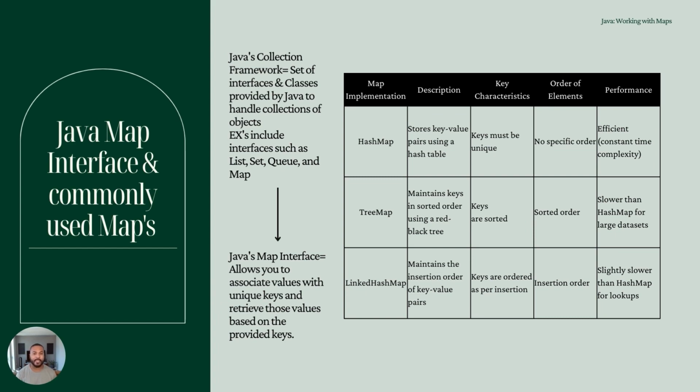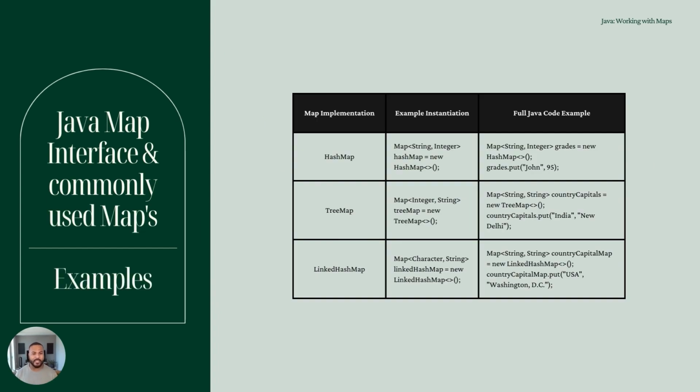And a third map is the LinkedHashMap. The LinkedHashMap is an implementation of the Map interface that maintains a predictable iteration order based on insertion. It combines features of both HashMap and the linked list, using a hash table for data storage and a linked list to maintain insertion order. The LinkedHashMap is ideal for scenarios where data access order matters. It guarantees predictable iteration order based on the order of insertion. In this slide, I provide some example instantiation as well as some full Java code examples. This is helpful to look at, but I am going to actually go into some detailed examples right now.